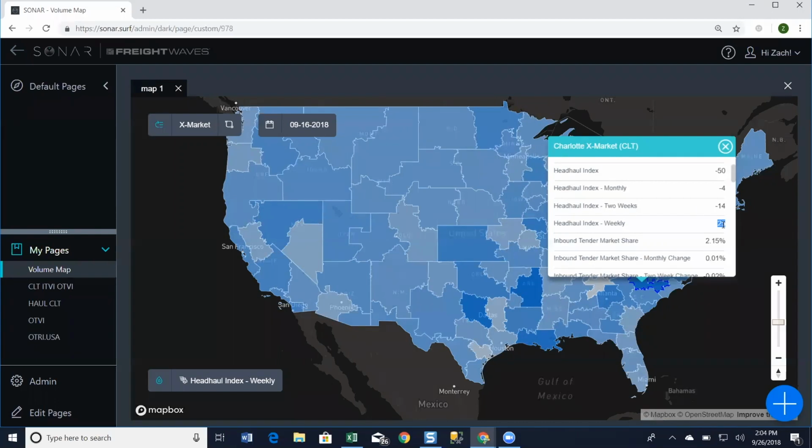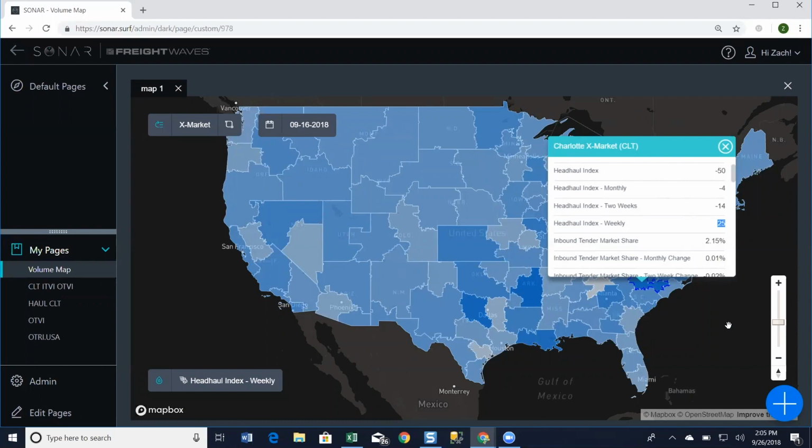One thing to note as well: a lot of the data sets updated daily around electronic tenders will list tender in the name, whether it's tender market share, tender rejection, or tender volume. The head haul index does not actually list that, but it's based off the same data sets and it's using the electronic tender daily updates. As Zach mentioned, it is the outbound tender volume minus the inbound tender volume. Just wanted to clarify that.